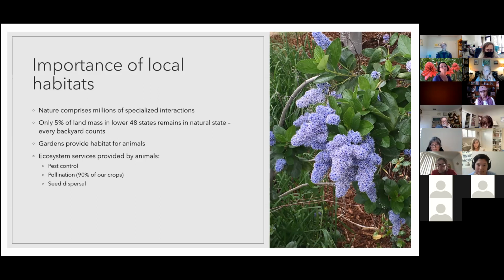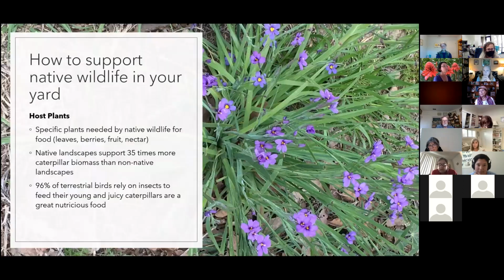And so our gardens do provide habitat for those animals, but in turn, we also get other ecosystem services from those animals, like they might be controlling our pests by eating our bugs. They pollinate all of our crops that we plant, and they also help with seed dispersal. So how can we support native wildlife in our yards? One important aspect is the host plants that support that wildlife.